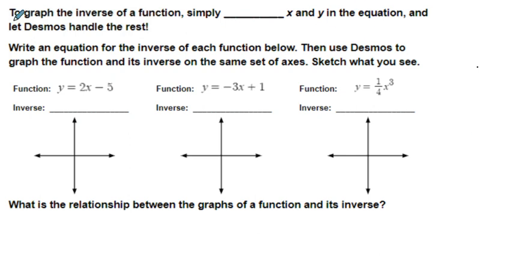Okay. So what it says here is to graph the inverse of a function, simply switch x and y in the equation, and let Desmos handle the rest. So what I want you to write down, if you're following along, is the word switch. You're going to switch. And we were hinting at that in the first video, right?